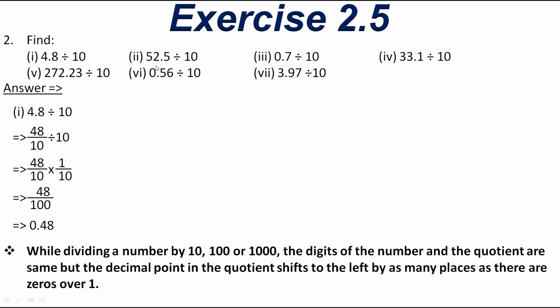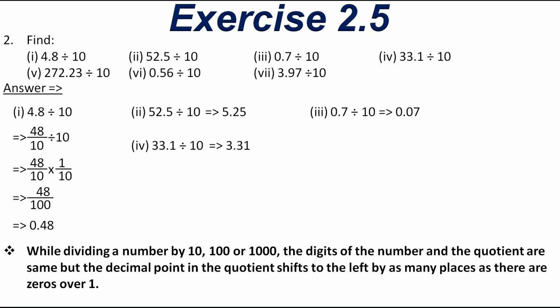The second one we have is 52.5 divided by 10. Now 10 has 1 zero. So the decimal point gets shifted towards the left by 1 digit. So the number will become 5.25. Okay. Now in the third one we have 0.7 divided by 10. So the answer will be 0.07. Now in the fourth one we have 33.1 divided by 10. So the answer will become 3.31.